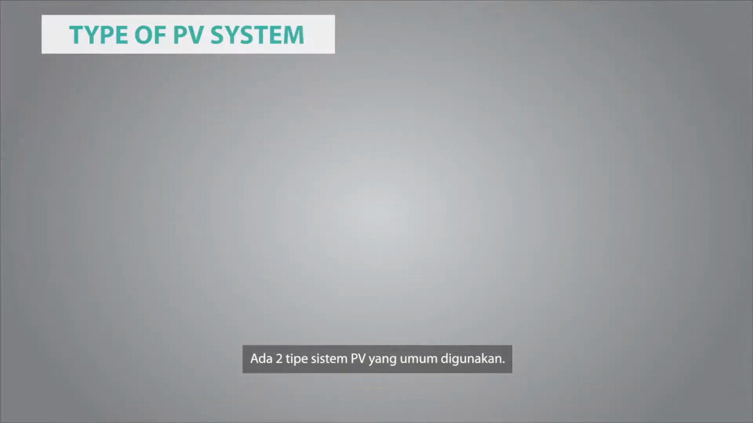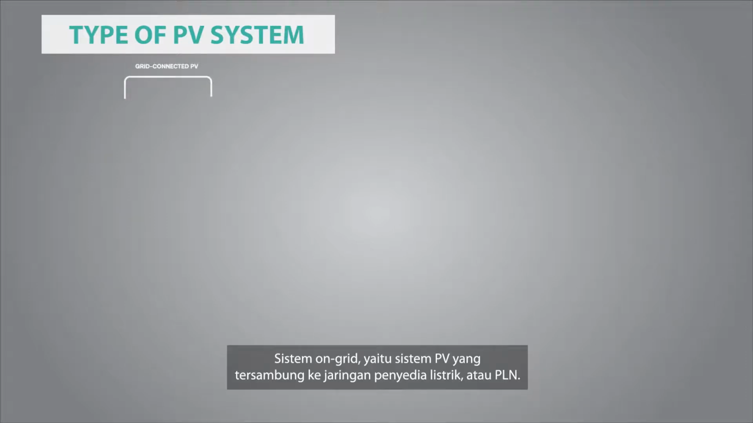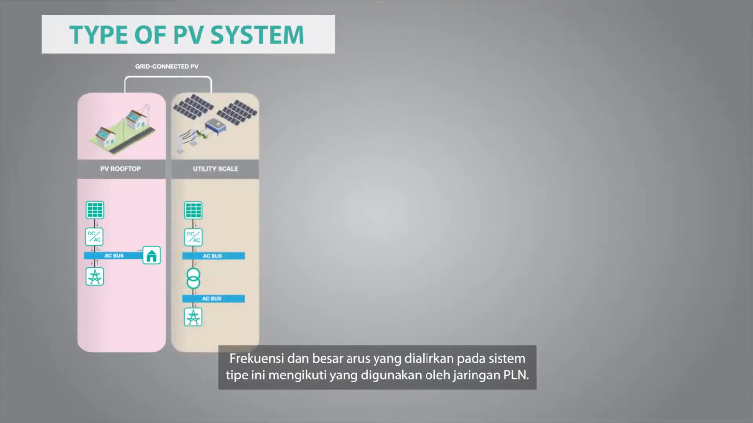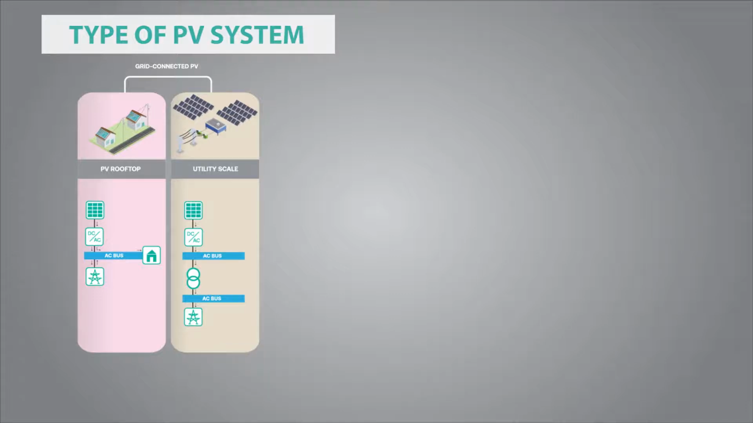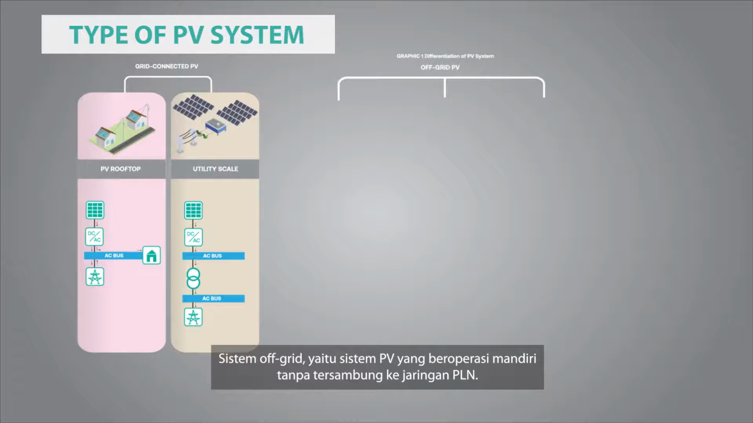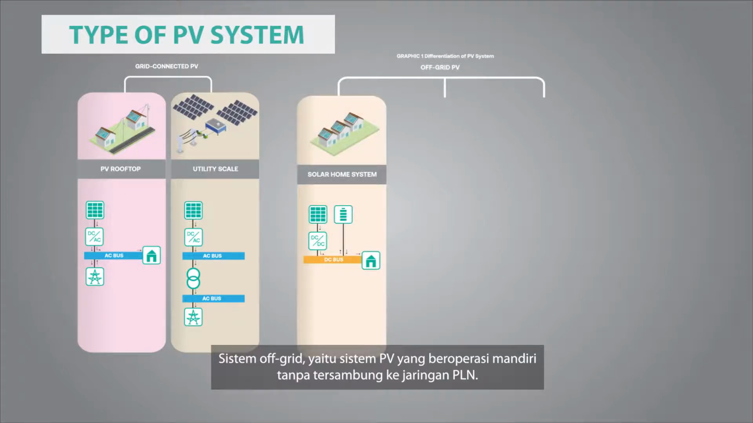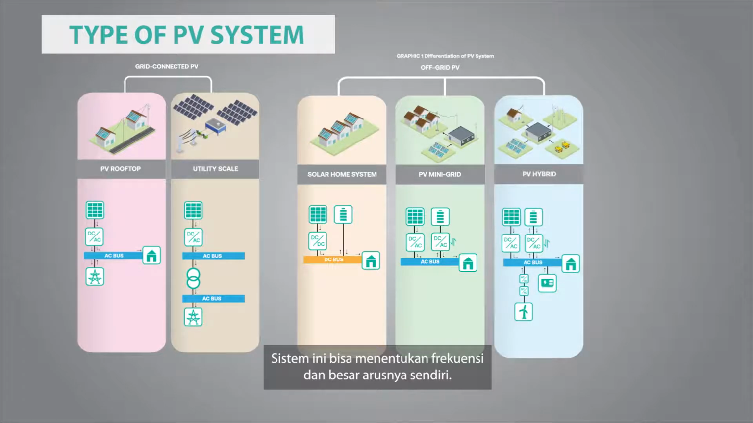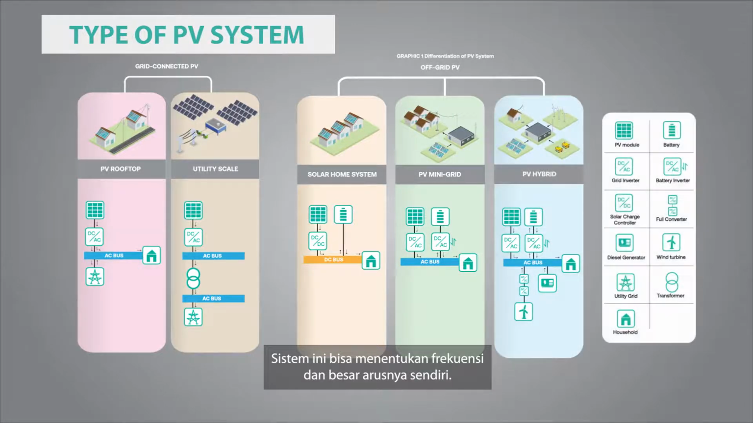There are two types of PV systems that are widely used. An on-grid system is a type of PV system that is connected to the utility grid. The frequency and magnitude of current that can be injected into the grid is dictated by the utility grid. An off-grid system is a type of PV system that operates independently without being connected to the utility grid. Thus, this type of system dictates its own frequency and magnitude.